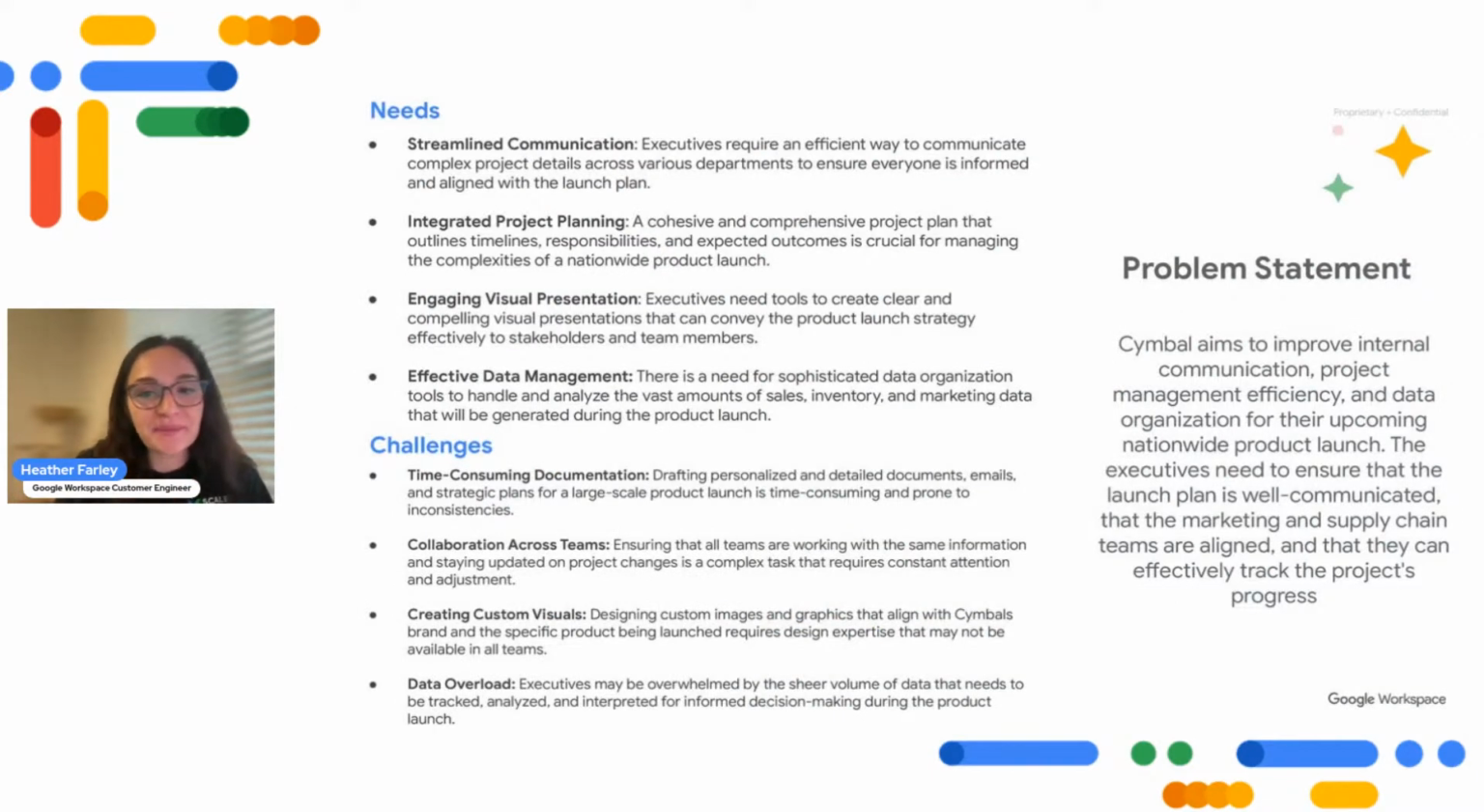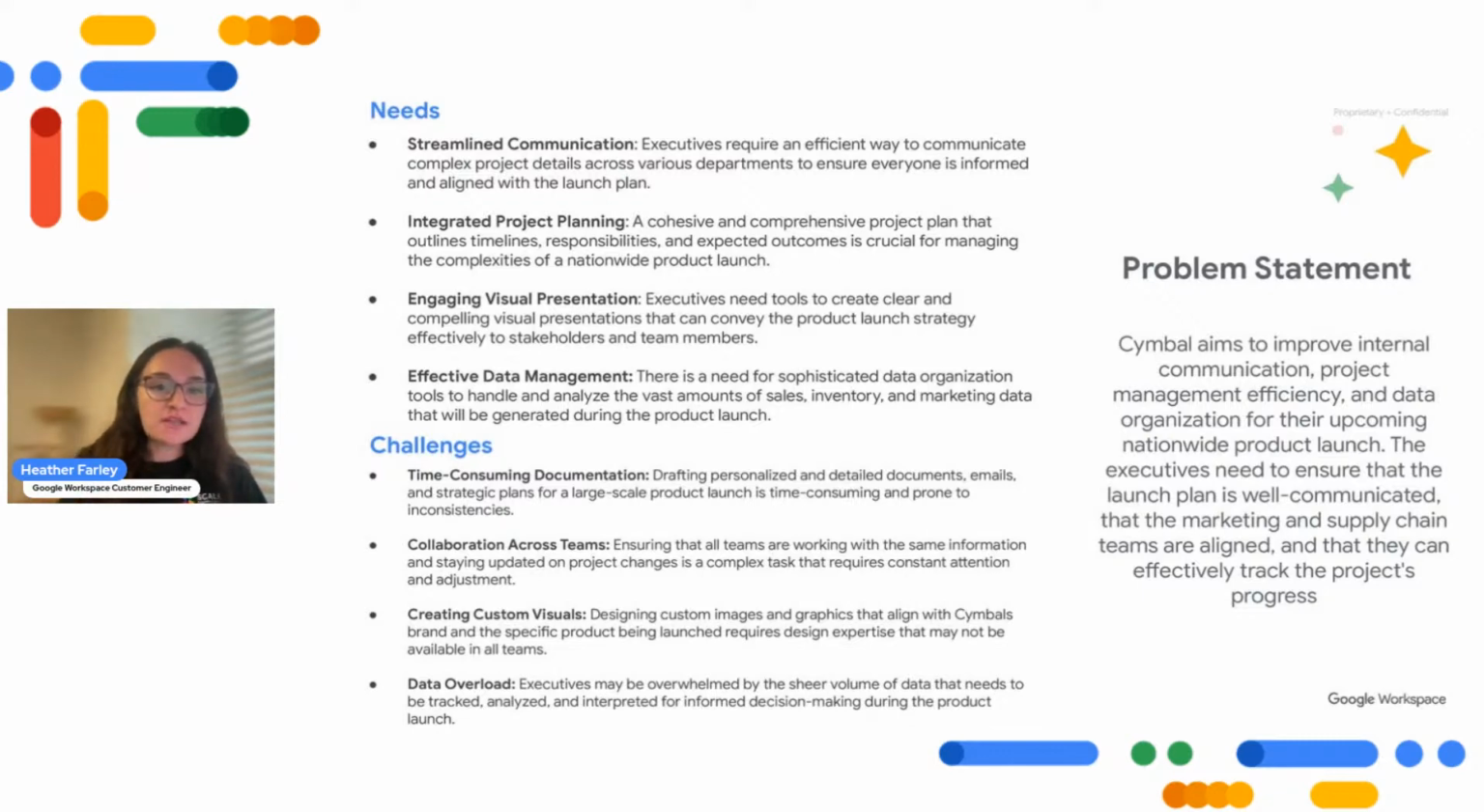Generally, what Symbol aims to do is really improve communication within their organization, ensure that they have effective project management within tight timelines, and also they would really like to ensure that data organization is going to be optimized for this project launch. Something that we see with organizations as well as executives is that they have a lot of data available to them, but this data can sometimes be overwhelming. We need to track this data, we need to analyze this data, and we need to interpret this data in order to make sure that we're utilizing it to its best capabilities.